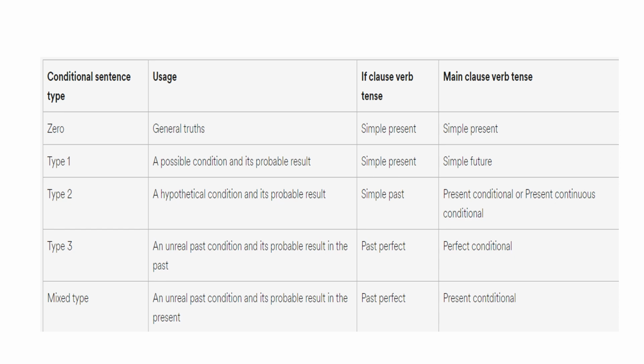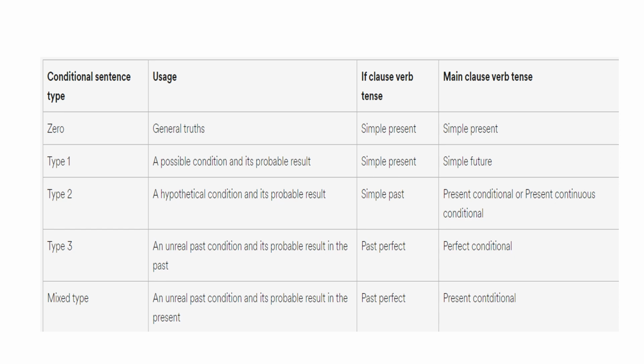If we see the usage of type 1, we can use it for a possible condition and its probable result. For the if clause, the verb tense is simple present, and the main clause verb tense is simple future. If we see type 2, we use it for a hypothetical condition and its probable result, and the if clause is in past tense while the main clause is in present conditional or present continuous conditional.